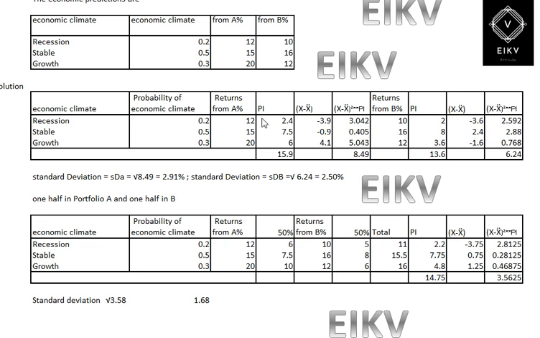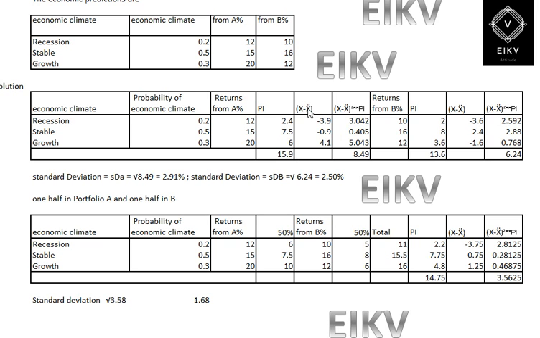First we need to find the PI. PI would be probability multiplied by the return. So when we multiply, 12 into 0.2 is 2.4, 15 into 0.5 is 7.5, and 20 into 0.3 is 6. When we take the total, the return will be 15.9. So we got the X bar, or the return, 15.9, which is also known as X bar.